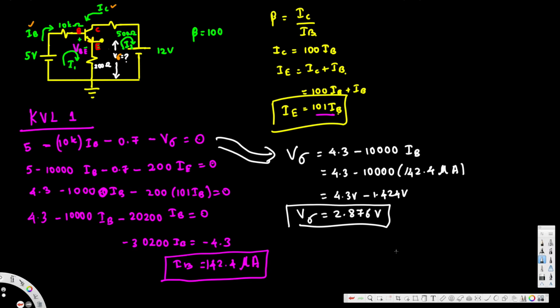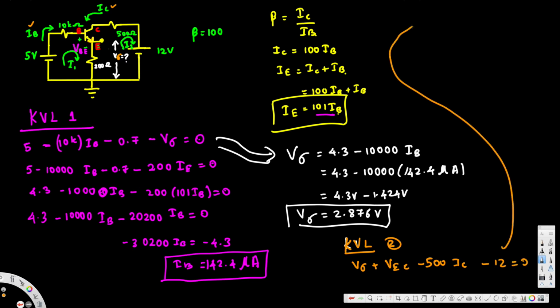The next thing is we have to calculate the emitter collector voltage. To calculate that, we are going to apply KVL in the second loop. If I apply KVL in the second loop, going through V sigma, then VEC, minus 500 IC, minus, here we have a 12 voltage, that's minus 12 voltage, that is equal to 0.